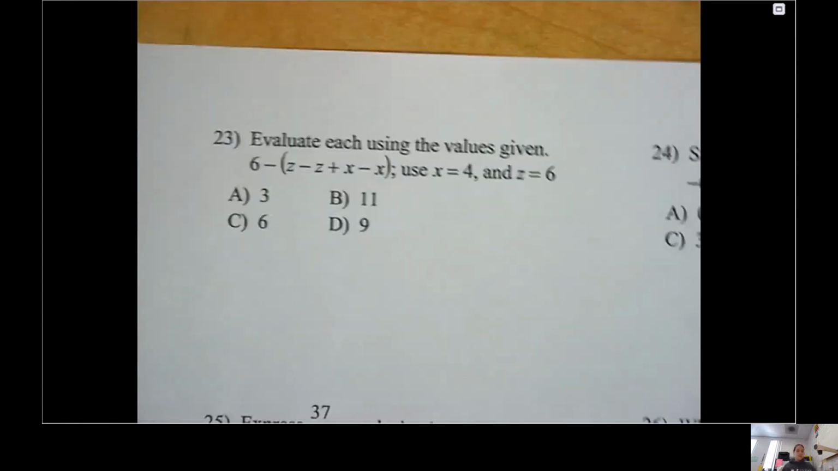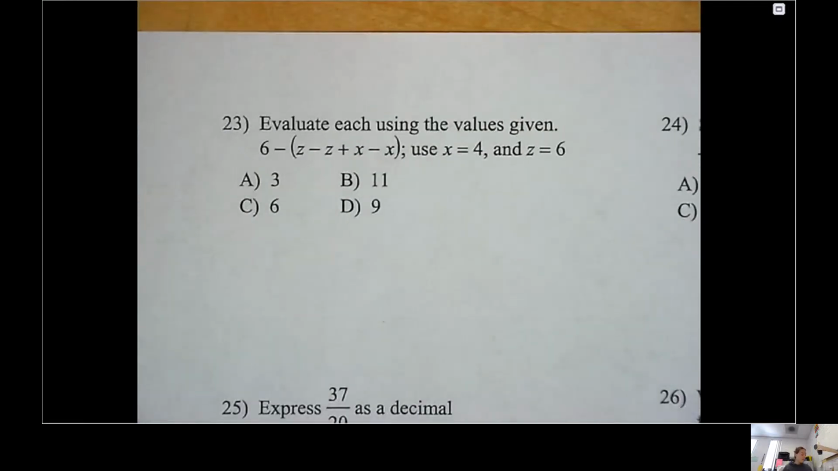Okay, 23 is another evaluate the expression. So we're going to follow the order of operations once more. We're going to be careful about which ones we plug into.